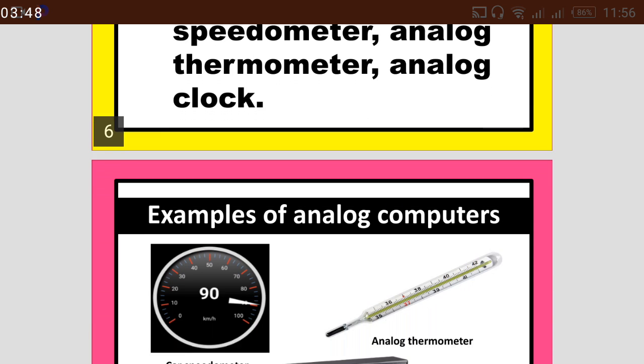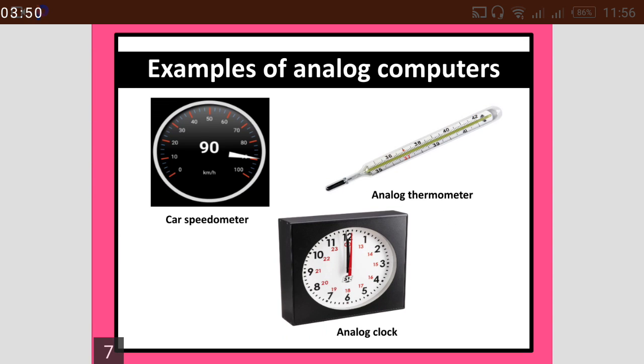Now let's look at examples of analog computers. We have car speedometer, analog thermometer, and analog clock. These are the three examples of analog computers.